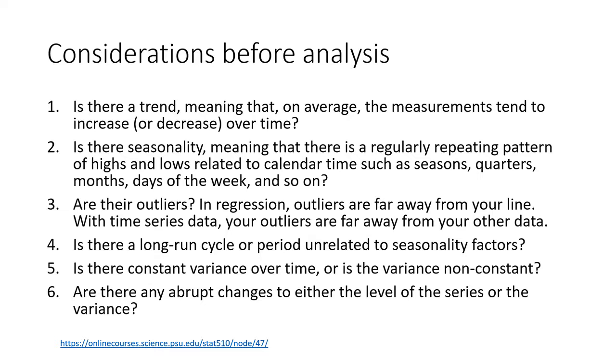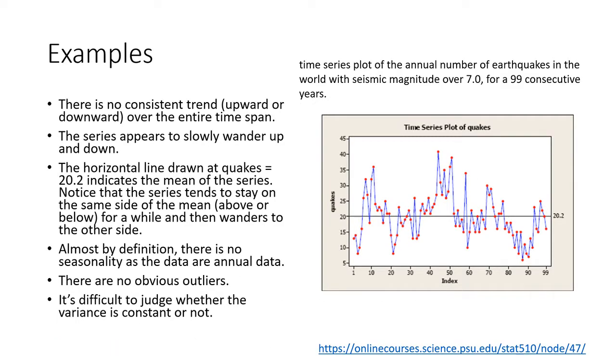Are there outliers? Is there a long run cycle or period unrelated to seasonality factors? Maybe certain conditions have a long cycle, right? Is there constant variance over time, or is the variance non-constant? Are there any abrupt changes to either the level of the series or the variance?